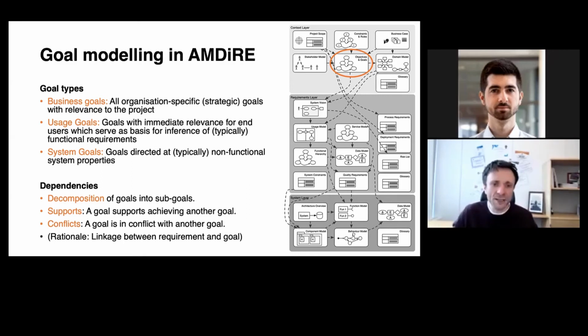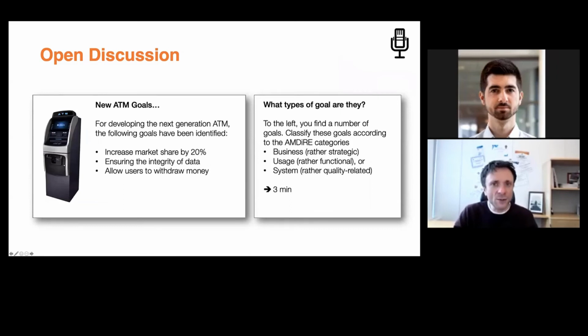And of course, we have the rationale. With rationale, we mean that for every requirement we document, we might express one goal as a rationale answering the why question. Now, let's go back to the ATM example. At the ATM, I formulate here 3 different goals that you may, in one form or the other, also encounter in a practical example. Now, let's go through them and very quickly say which classes of goals these belong to. We distinguish, again, business goals that are rather strategic, usage goals that are rather functional, and system goals that are rather quality-oriented. So what do you think is the first one?